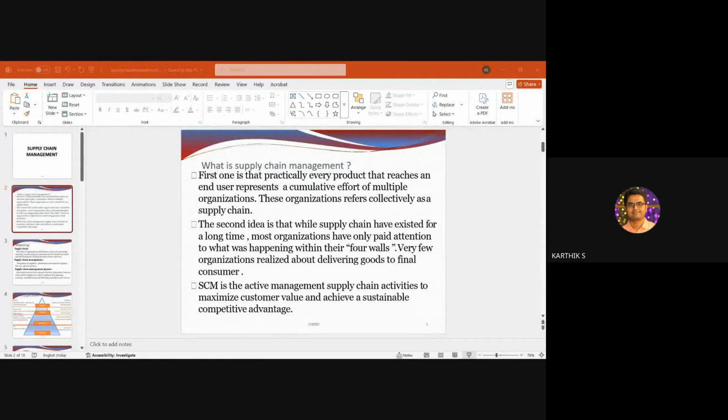So likewise, the execution phase tells about the logistics, the logistics involved in all the phases. That is one of the important points in SCM. Logistics plays a major role. Okay, moving on to the next slide.